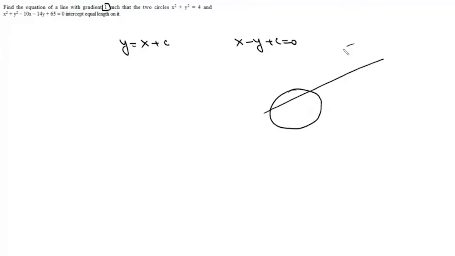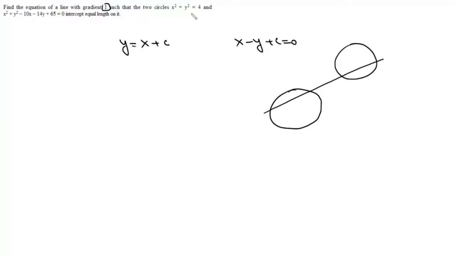Now here the question is, find the equation of the line with gradient 1 such that two circles intercept equal length on it. Since we already know this law, we can write this equation as y equals mx plus c. So this equation will be y equals x plus c, or simply x minus y plus c equals 0. Now we'll find the perpendicular distance of this line from the centers of the two given circles.